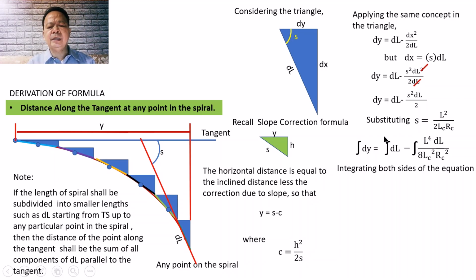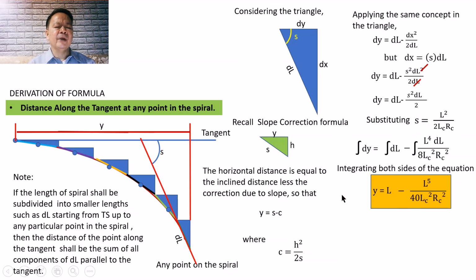And then integrating the equation, you will have here the equation for the distance along the tangent, which is equal to Y, shall be equal to L minus L to the fifth, divided by the product of 5 and 8, which is equal to 40. L to the fifth divided by 40 L sub C squared R sub C squared. And this is now our formula for finding the distance along the tangent at any point on the spiral.